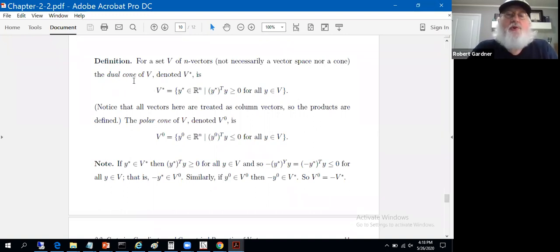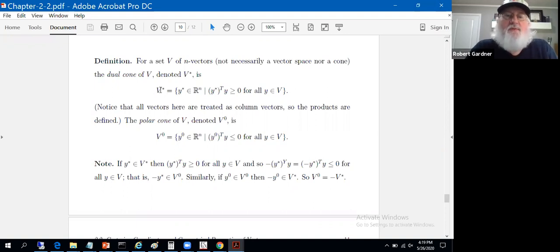Here we're defining a dual cone. This really involves inner products, involves angles. The dual cone of this set of vectors V is denoted with an asterisk, V star. Wherever you have this idea of duality, it's common to use an asterisk to indicate it. You do it in normed linear spaces and probably graduate real analysis too. You do in graph theory. You find duals of graphs when considering planar graphs.